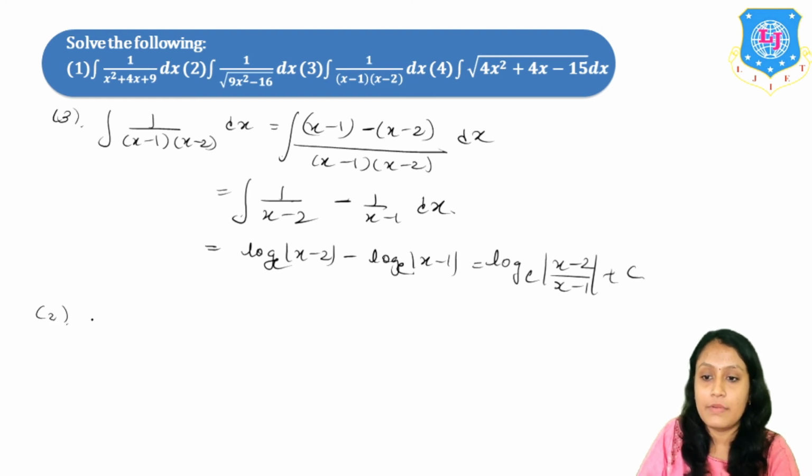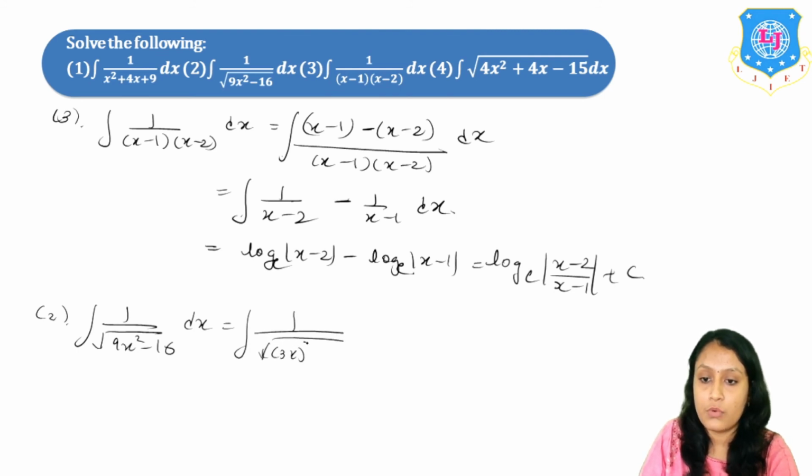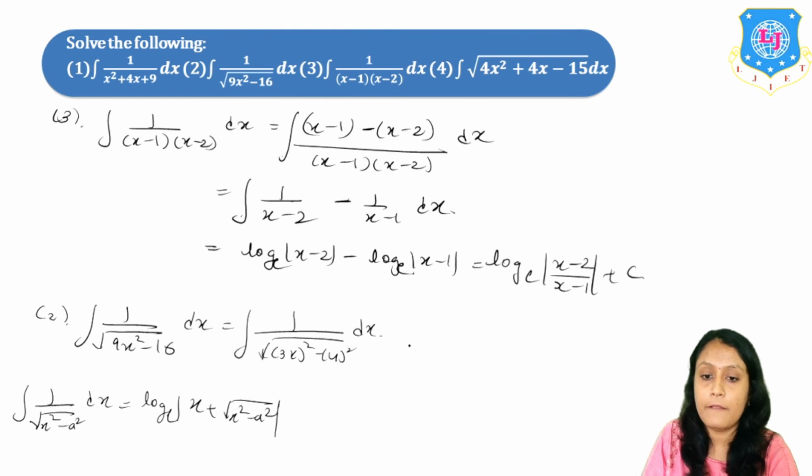Now we'll solve example number 2, that is the integration of 1 upon 9x square minus 16 dx. So this we can write as the integration of 1 upon under root 3x whole square minus 4 square dx. To solve this we have to use the formula of the integration of 1 upon under root x square minus a square dx, that is log mod base e x plus under root x square minus a square.